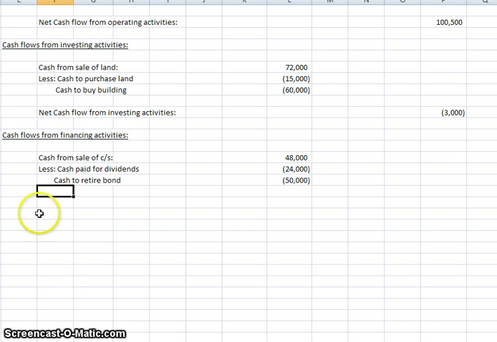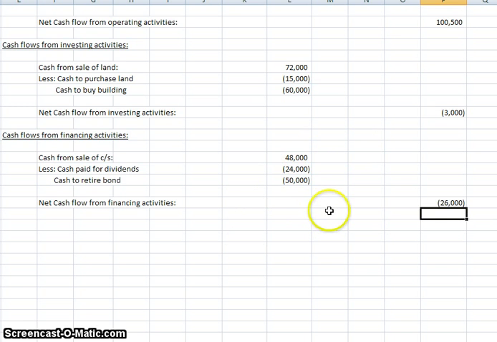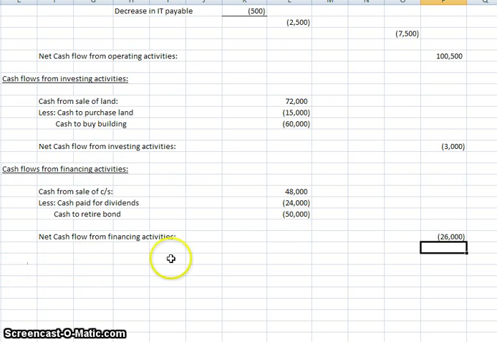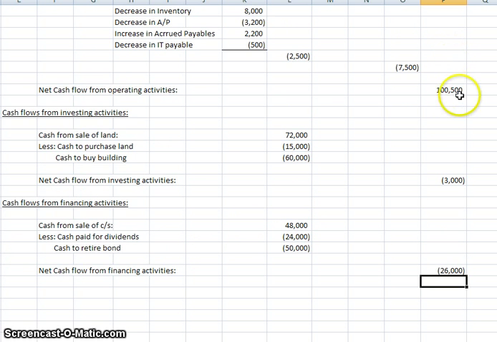So in total, you have from here, I'm going to steal this, you have net cash flow from financing activities in the amount of, let's see, negative $26,000. Okay, so when you look at all three of these together, you've got $100,500 from operating activities, cash inflow, and you've got an outflow of $3,000 from investing and an outflow of $26,000 from financing.